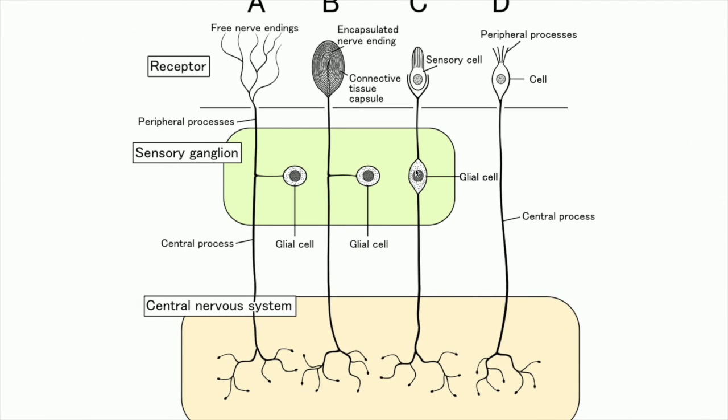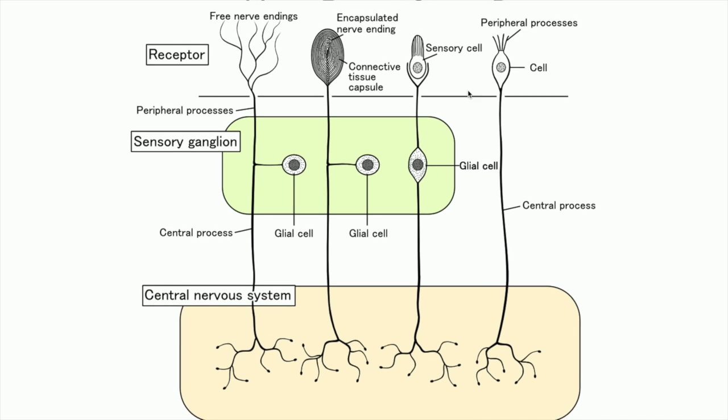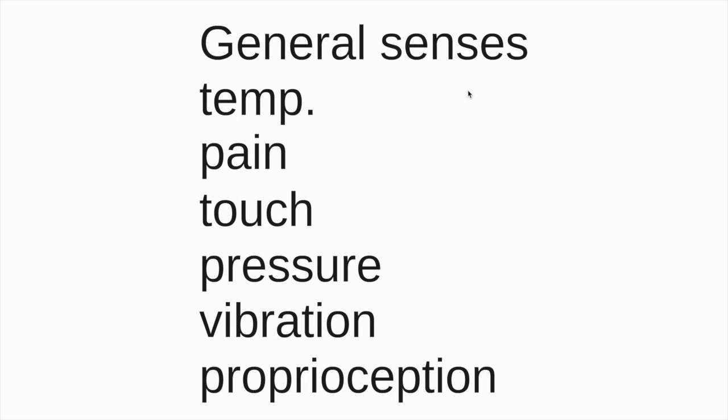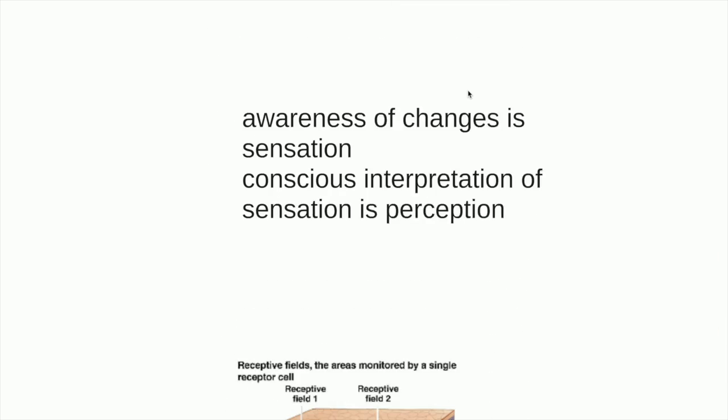Next, we are going to talk about sensory receptors. And here's some examples of some sensory receptors. They are specialized cells or cell processes that provide your CNS with information about conditions in or outside the body. The general senses are found throughout the body, and they include temperature, pain, touch, pressure, vibration, and proprioception.